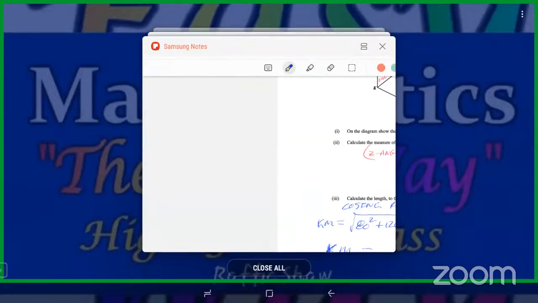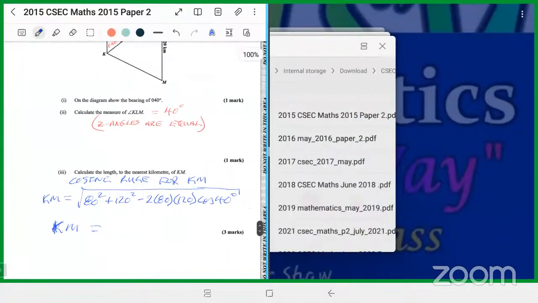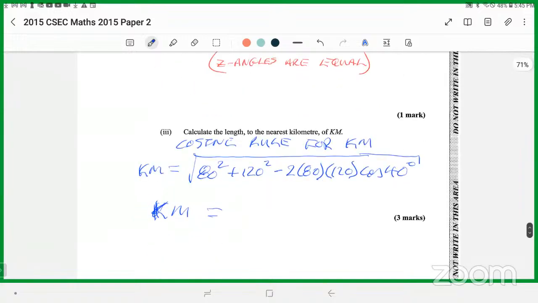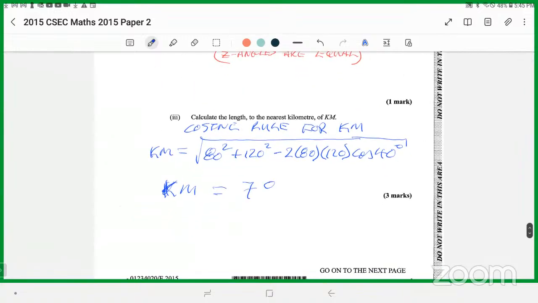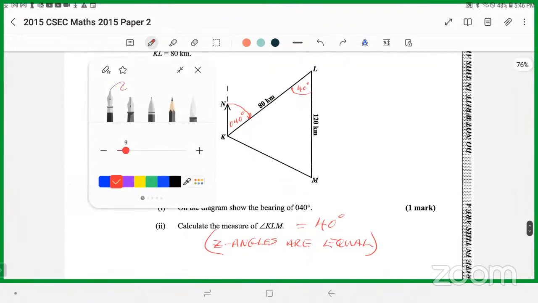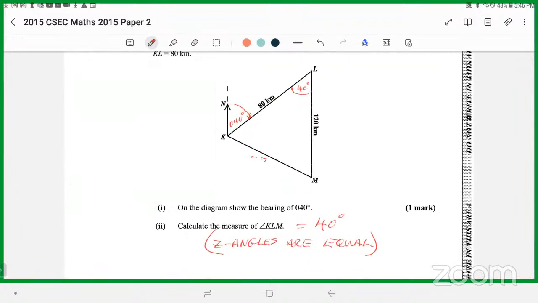78, sir? 78 you get? Thank you for that. Yes, sir. All right, beautiful. So that is 78 kilometers. Because it's set to the nearest kilometer, even if you got decimals, you don't put the decimals. You round to the nearest whole number. That's what I mean by the nearest kilometer. Nearest whole number, 78. And as you know that it is 78 now, you put it on the diagram. So this side is now equal to 78 kilometers.